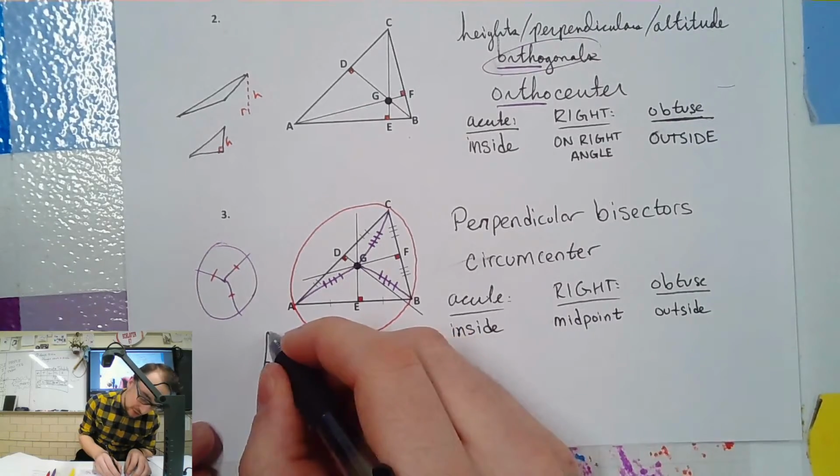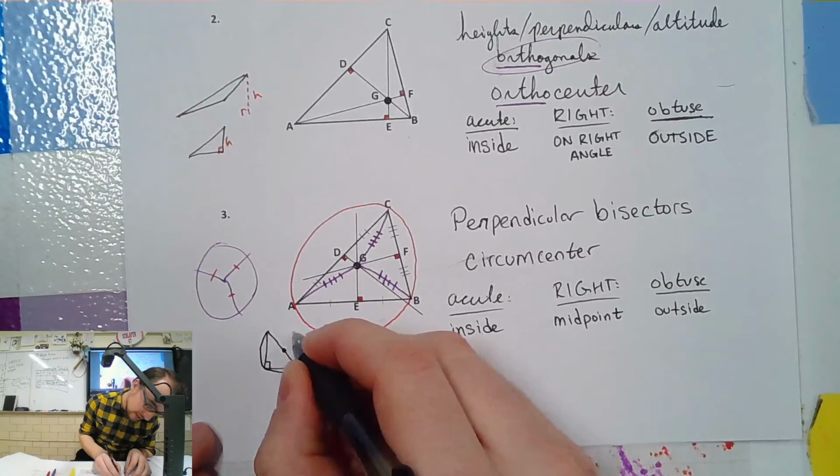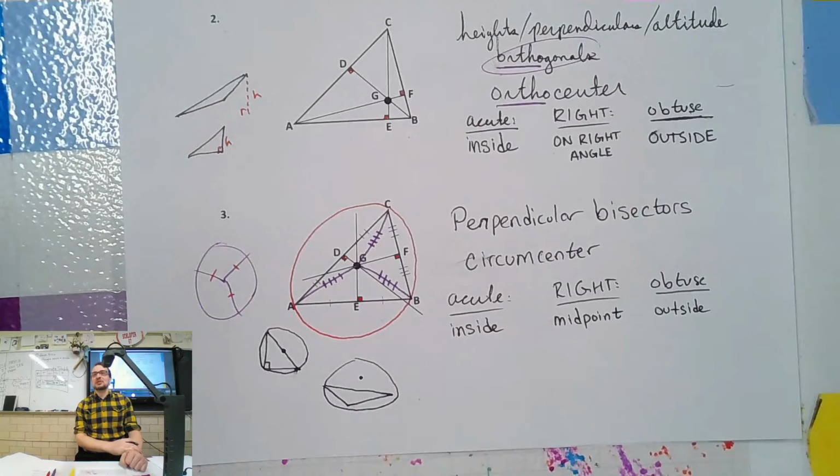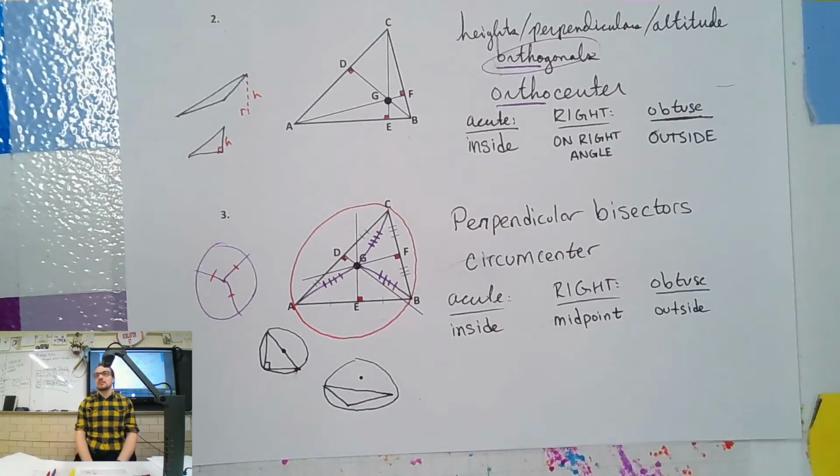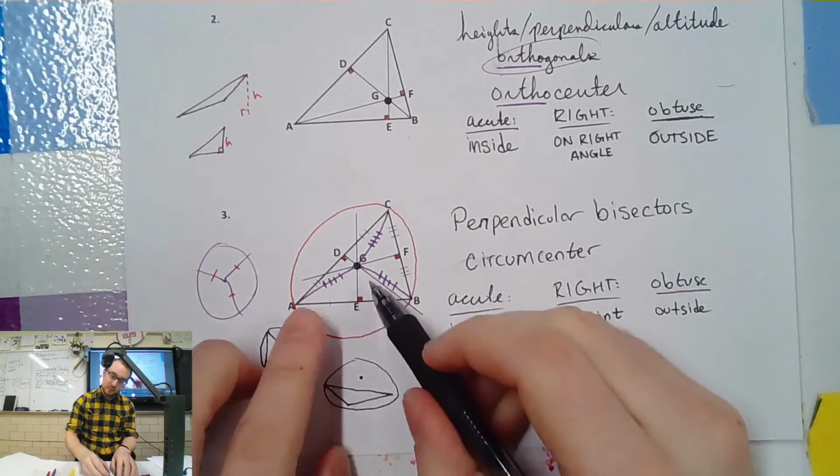On the right triangle, this is kind of cool. It's perfectly in the middle, isn't it? And then for an acute, it ends up being inside the triangle. You can kind of follow it out as you make the triangle wider. It kind of pushes it out.